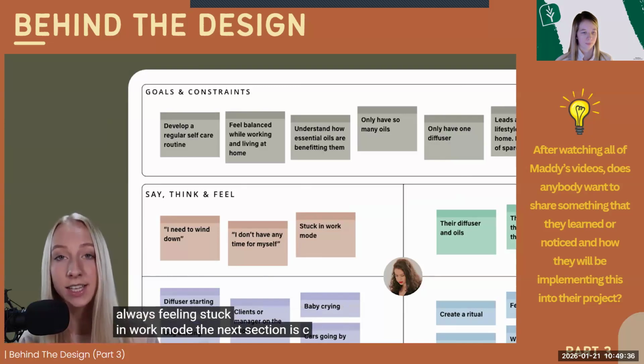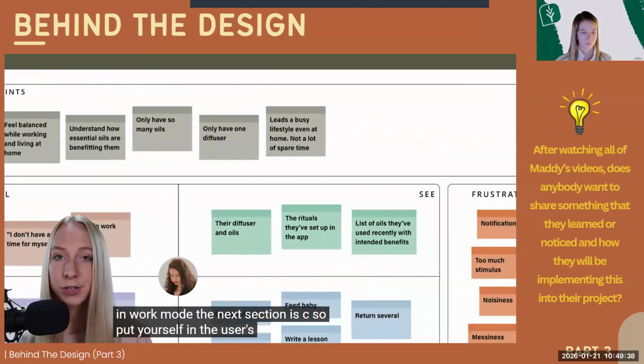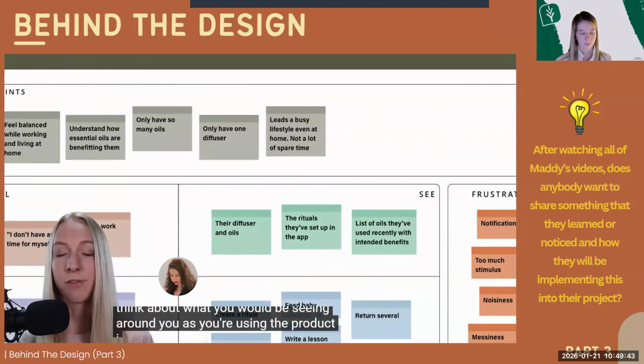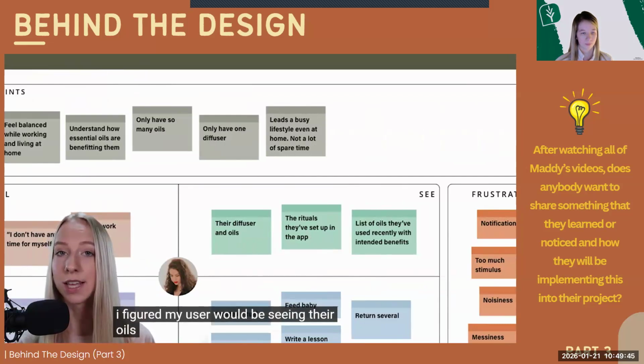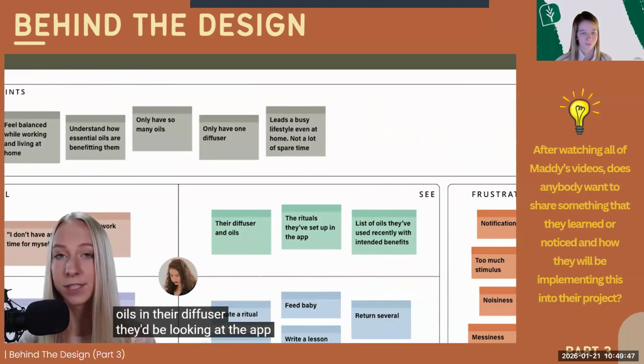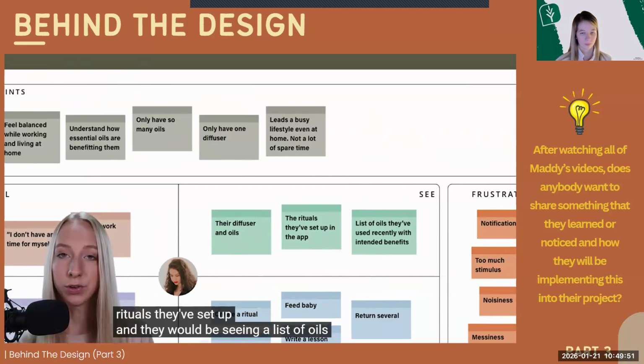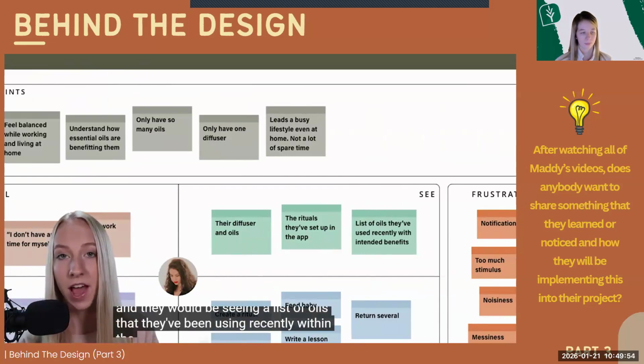The next section is see. So put yourself in the user's shoes and think about what you would be seeing around you as you're using the product. I figured my user would be seeing their oils in their diffuser. They'd be looking at the app, seeing the rituals they've set up, and they would be seeing a list of oils that they've been using recently within the app.